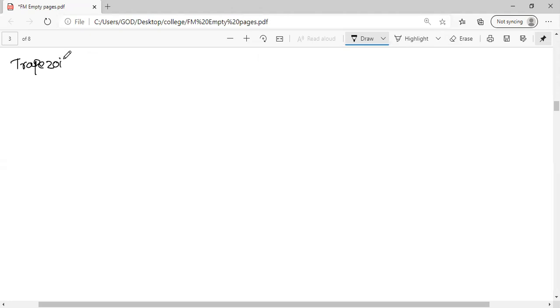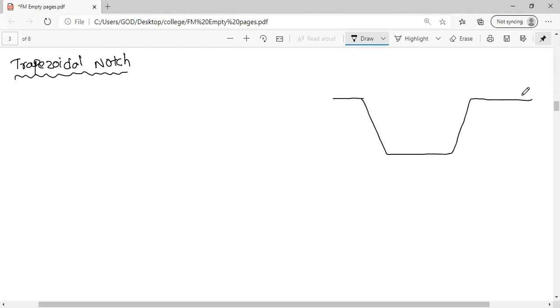Trapezoidal notch. Trapezoidal and triangular notches have the same equation, actually. So let's take a trapezoidal notch which looks like this. If you observe carefully, the trapezoidal section, if you extend a line here and a line here, is a combination of a rectangle and two triangles basically.